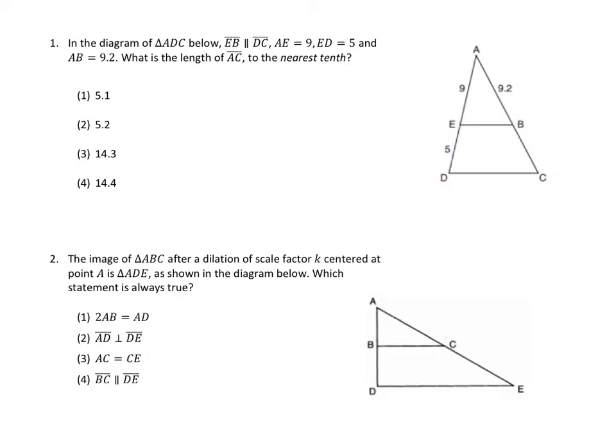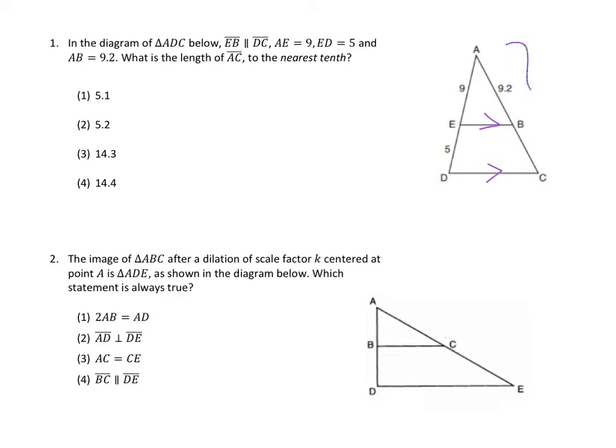Alright, this first question that we're going to talk about, again, all of these are coming from Common Core exams, is very similar to the example that we saw at the first page of your notes. It says that we have this triangle, EB is parallel to DC, AE is 9, ED is 5, and AB is 9.2. What is the length of AC?